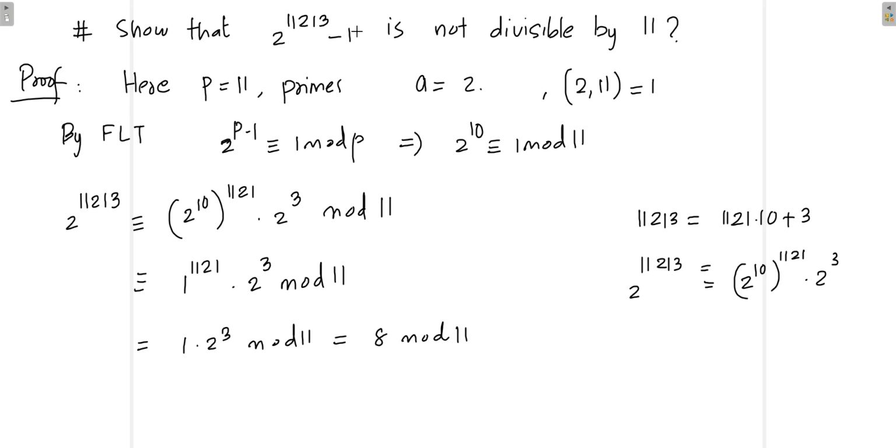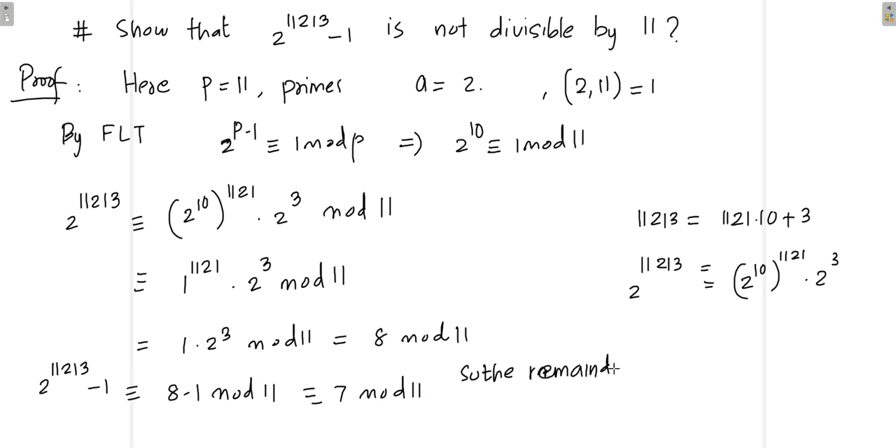നമുക്ക് വേണ്ടത് this number minus 1 ആണ്. So 2 raised to 11213 minus 1 congruent to 2 raised to 11213 congruent to 8 mod 11. So 8 minus 1 mod 11, that is congruent to 7 mod 11. So ഈ നമ്പറിനെ 11 കൊണ്ട് ഡിവൈഡ് ചെയ്യുമ്പോൾ കിട്ടുന്ന റിമൈൻഡർ 7 ആണ്. So the remainder is 7, not 0.